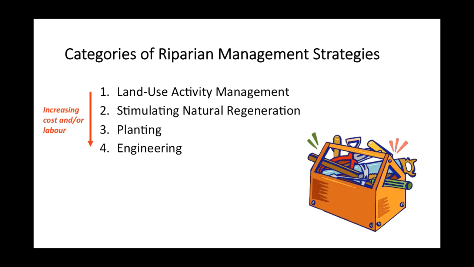And then we get into what I would call stimulating natural regeneration. So going a bit beyond, to try to work towards restoring natural function beyond changing the activities that are happening in the landscape. Then we get into planting, number 3, and number 4, engineering. And as we go down this list of categories, I'm saying we get into increasing cost and or labor. It's harder and harder to do all those things, and maybe more extreme measures are required.